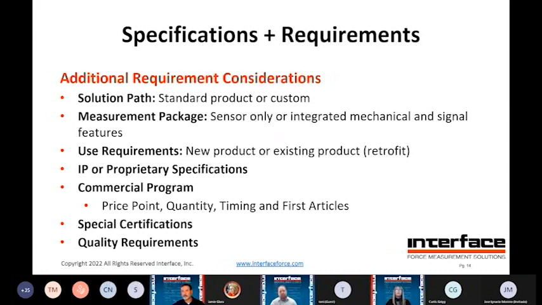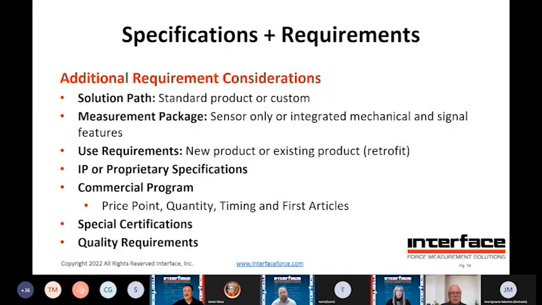I referred to this earlier. What does the measurement package look like? Is it just going to be the sensor, or is it going to incorporate maybe some mechanical features, or even onboard or integrated signal conditioning? Do you want digital output straight from that sensor? We are glad to accommodate simplification, repeatability improvements, and also ease of assembly. So we've looked at and have supported all different options in that arena. So again, think outside just the sensor. What else can we package in there?